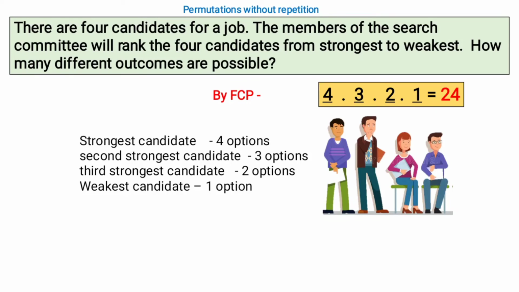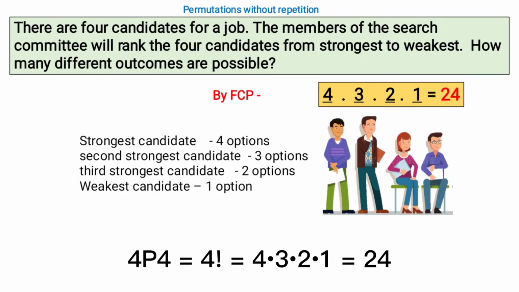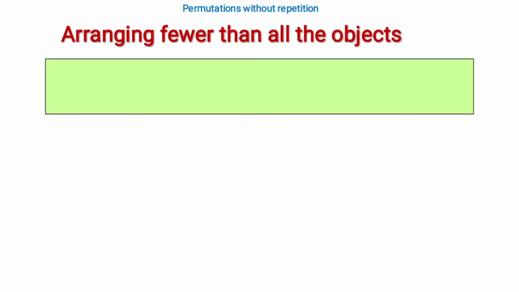Or we can also solve it by the permutation of 4 objects taken 4 at a time, or 4P4, is equals to 4 factorial, which is equals to 4 times 3 times 2 times 1, resulting to 24 possible outcomes. Ngayon, paano naman if there are fewer slots than all the objects?